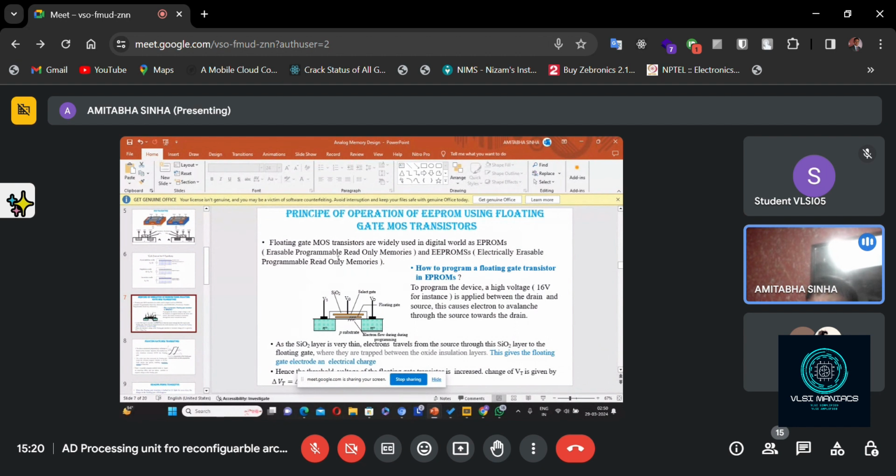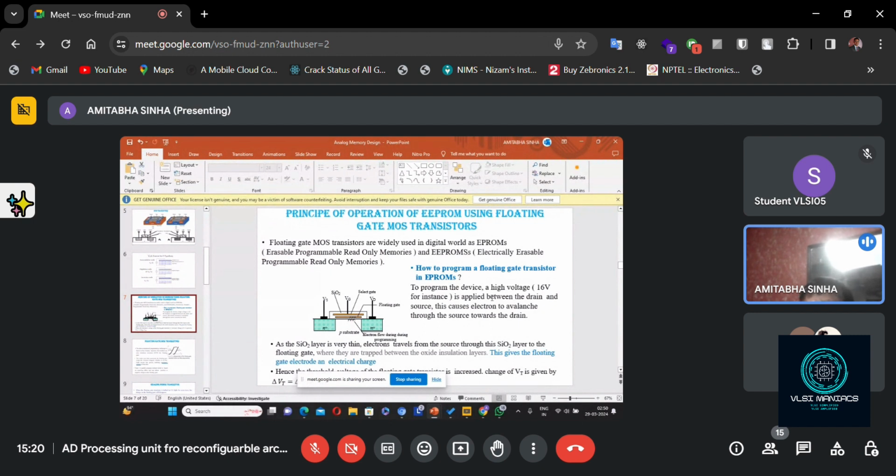So floating gate MOS transistors are widely used in the digital world as EEPROM. I'm telling you students, for interview questions, it's a very important question, but it's the basic component of EEPROM or EEPROMs. These are floating gate transistors. So how is the floating gate transistor used in EEPROM? How do we program it?